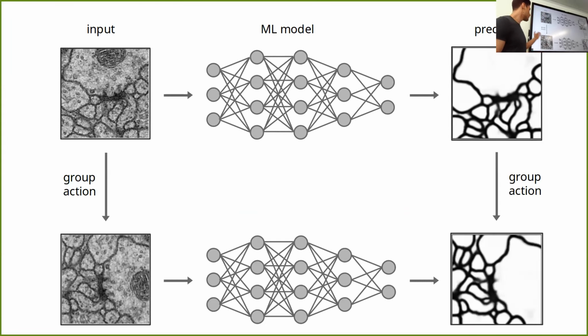Formally, we have a group action on the input and output space, and these could actually be different group actions. And we want the machine learning model to commute with these group actions. So going in this direction and then down here should be the same as first transforming your input and then feeding it through the model. This is what is called equivariance, that this diagram commutes.